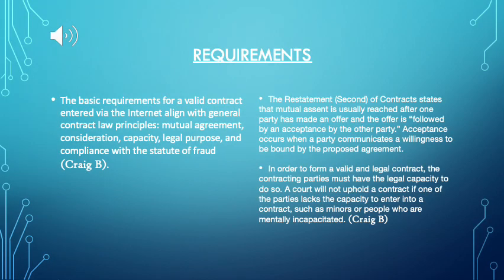The basic requirements for a valid contract entered via the Internet align with general contract law principles: mutual agreement, consideration, capacity, legal purpose, and compliance with the statute of frauds. The Restatement of Contracts states that mutual assent is usually reached after one party has made an offer, and the offer is followed by an acceptance by the other party. Acceptance occurs when a party communicates a willingness to be bound by the proposed agreement.